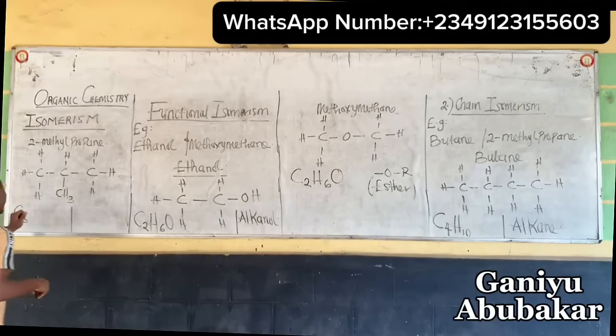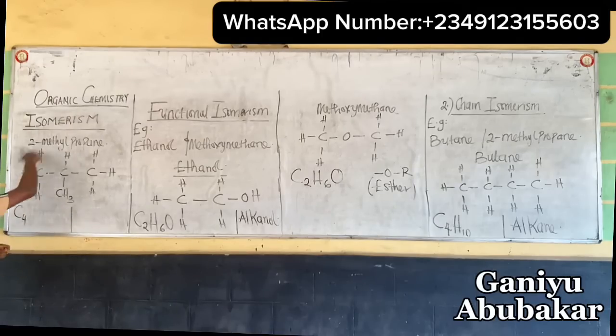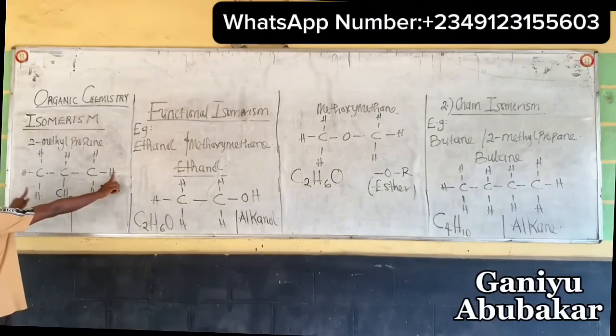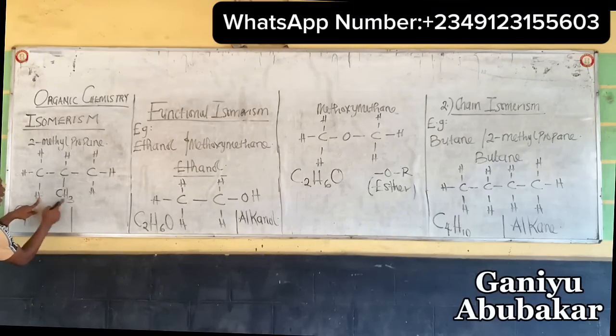Oh no, sorry, I have C4 per se. This is 1, 2, 3, 4, C4. Next, how many hydrogen in total? 1, 2, 3, 4, 5, 6, 7, 8, 9, and 10. So I have H10. So the molecular formula for 2-methyl propane is what? C4H10. These are all single bonds, all true.